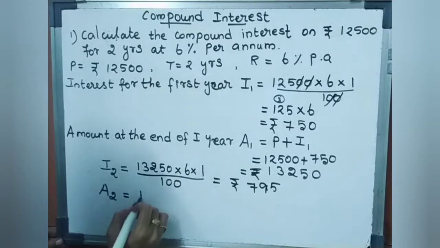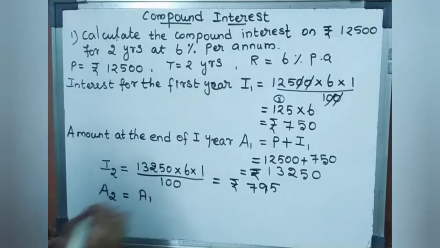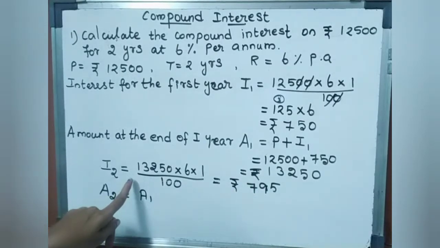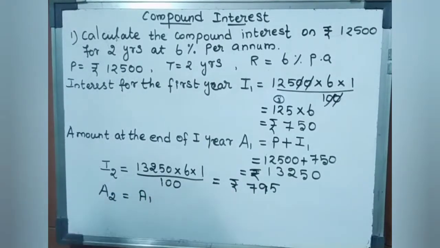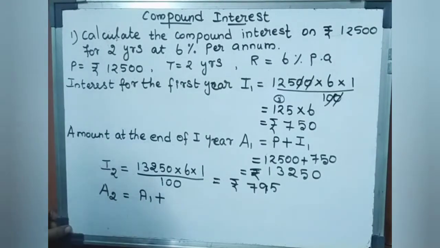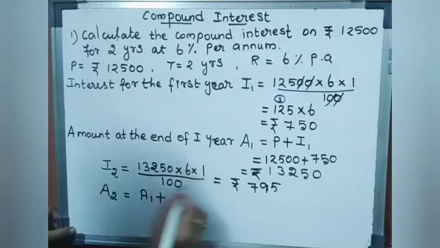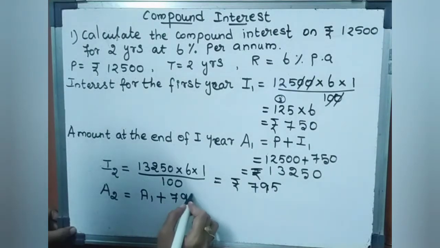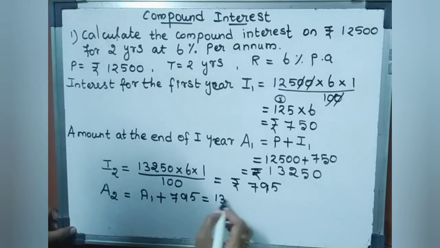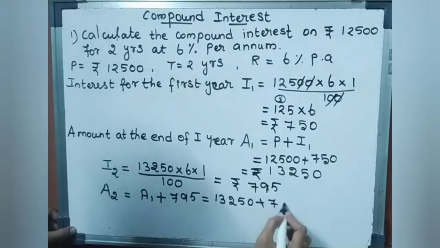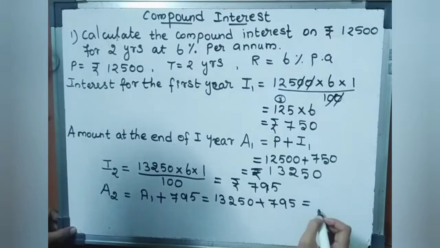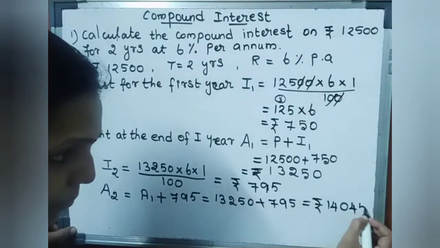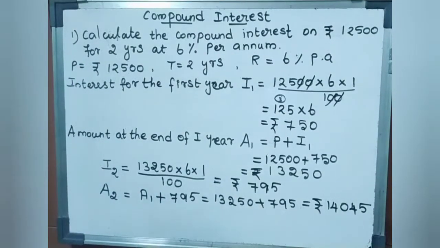So again, A1 is the latest principal for us. This is the principal we have taken for calculating I2. So 13,250 is A1, the latest principal, plus I2. For the second year, what is the interest we have? We are having 795. That means 13,250 plus 795. So the answer is rupees 14,045. This is the amount at the end of the second year.